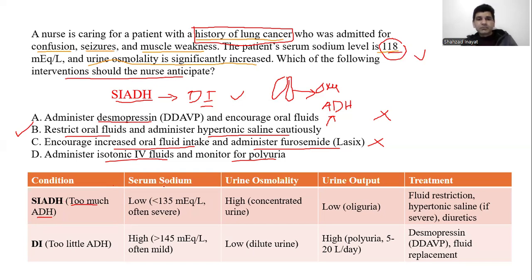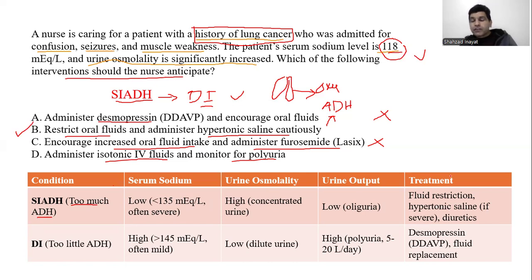And the serum sodium is going to be low in SIADH. Why? Because there is an excess amount of water, and this will be less than 135 milliequivalent per liter. Often it would be severe hyponatremia. What will be the condition with urine osmolality? Urine osmolality will be high, like concentrated urine. Why? Because there is less urine. And urine output, as I said, there will be low urine and there will be oliguria.